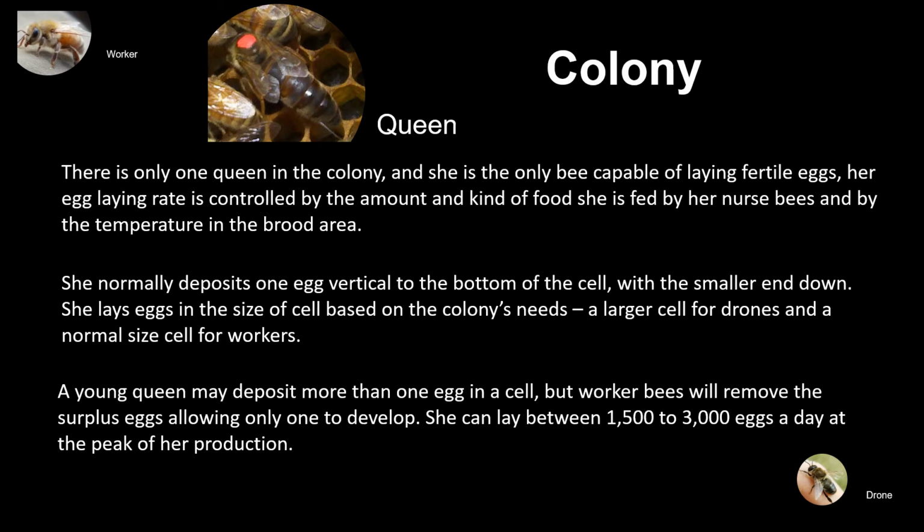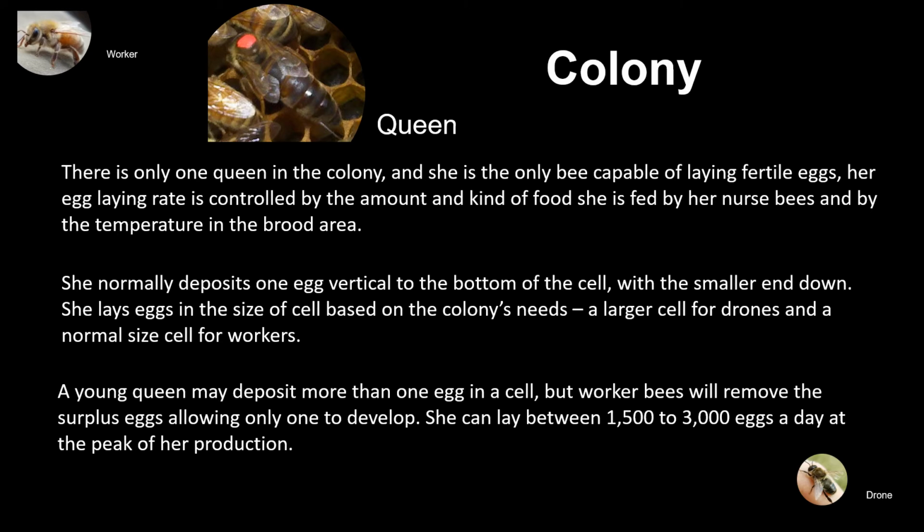There is only one queen in a colony, and she is the only bee capable of laying fertile eggs. Her egg laying rate is controlled by the amount and the kind of food she is fed by the nurse bees and by the temperature of the brood area. She normally deposits one egg vertical to the bottom of the cell with the small end down. She lays eggs in the size of cells based on the colony's need: a larger cell for drones and a normal cell for workers.